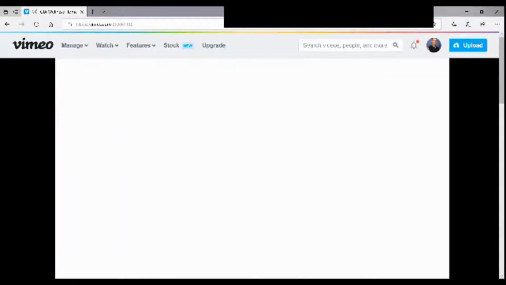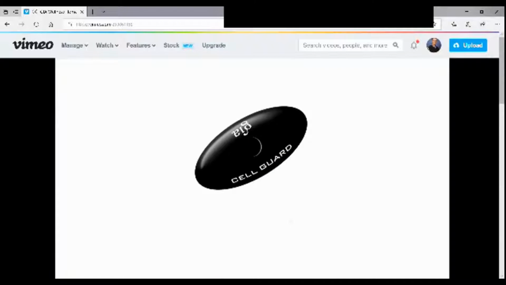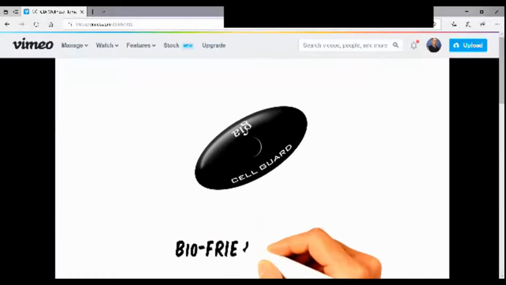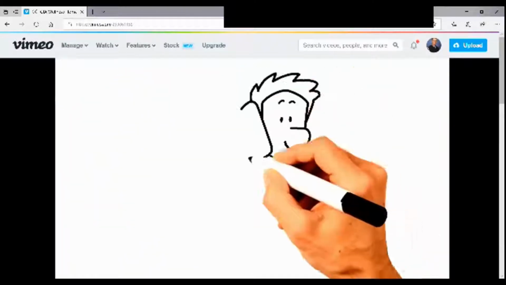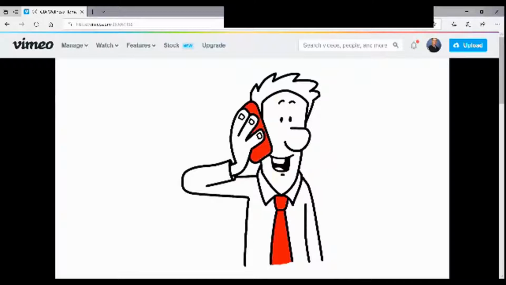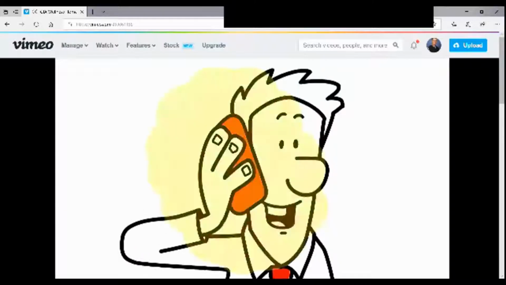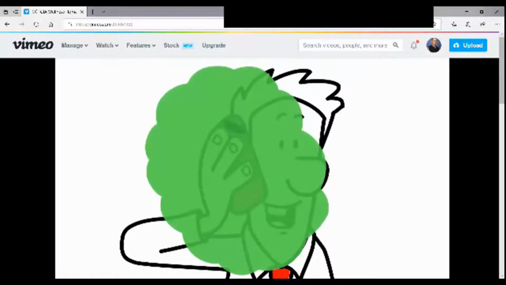As soon as your Gia CellGuard detects that cloud of EMR surrounding your phone, it releases its own energy, a bio-friendly energy. Picture that energy as being blue. When you combine yellow and blue, it makes green, which is just like the process of unfriendly EMR being neutralized by the Gia CellGuard, all without interfering with your phone signal.